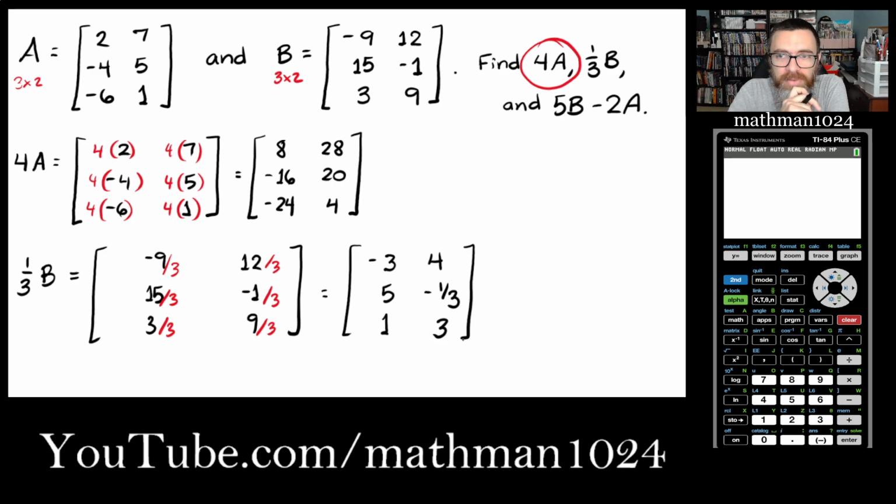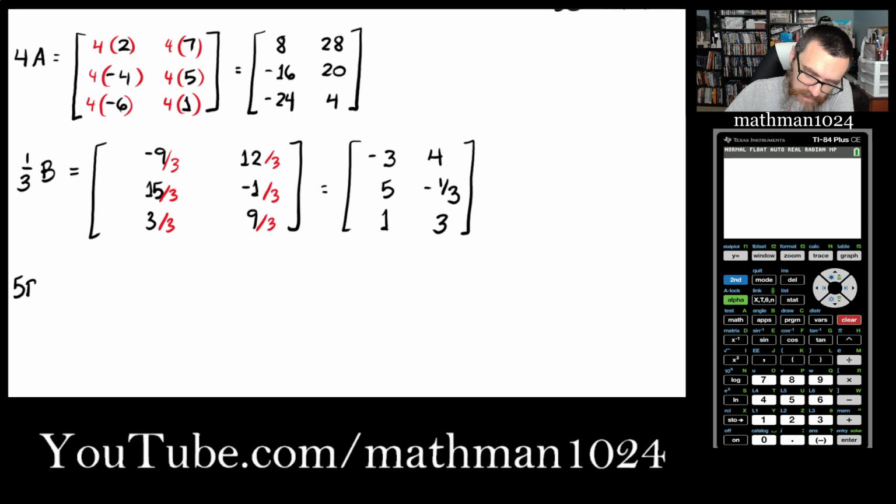Now this last part here, 5b minus 2a. So we need to do it in that order with the subtraction. And we need to make sure we multiply all the entries in B times 5 and all the entries in A times 2. So let me do this.